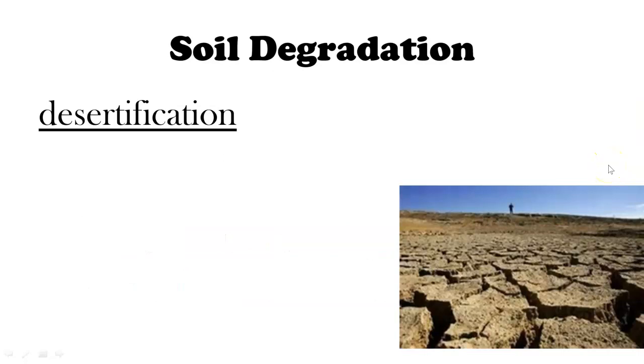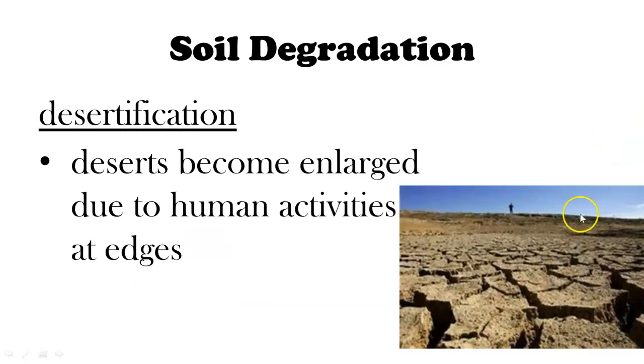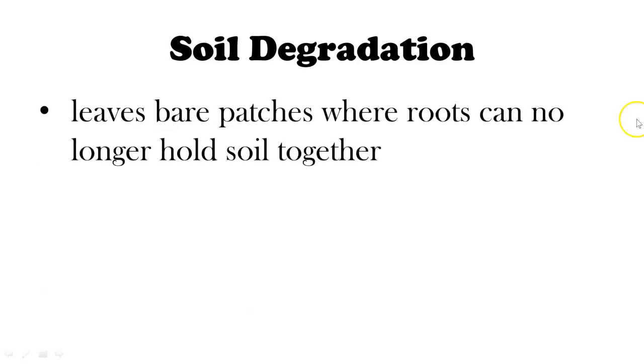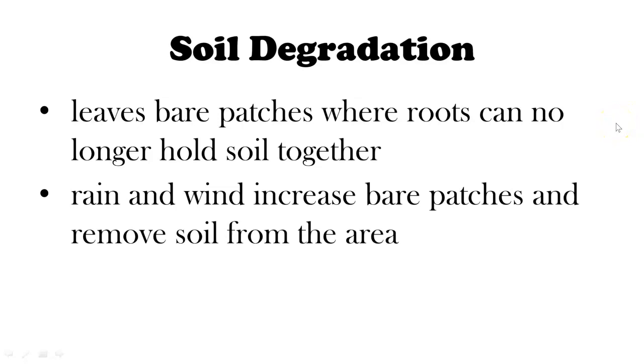Moving on, we're going to take a closer look at desertification. So as we said, areas of existing deserts can become enlarged due to human activities at the edges. Oftentimes, the edges of deserts are utilized to grow crops, and if the size of the desert is increasing because of some of these anthropogenic activities combined with the dry climate, this can lead to crop failure, malnutrition, and famine. Similar to overgrazing, this can leave bare patches in the soil where the roots of the vegetation that has been lost can no longer hold the soil together. Rain and wind then can increase the size of the bare patches and remove soil from the area.